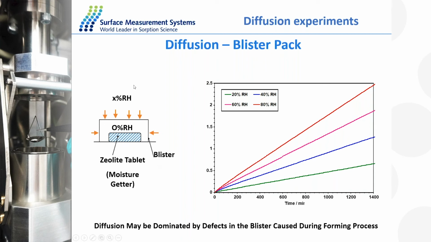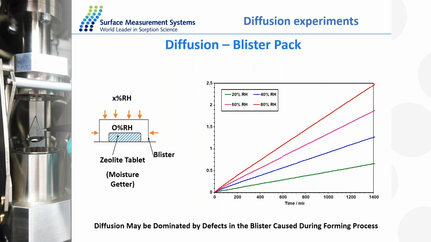We will dial up a constant value of relative humidity, 20, 40, or 60%, and we will measure the mass uptake over time. And the study of permeability is very straightforward. Now, obviously, not everybody has access to blister packaging material.